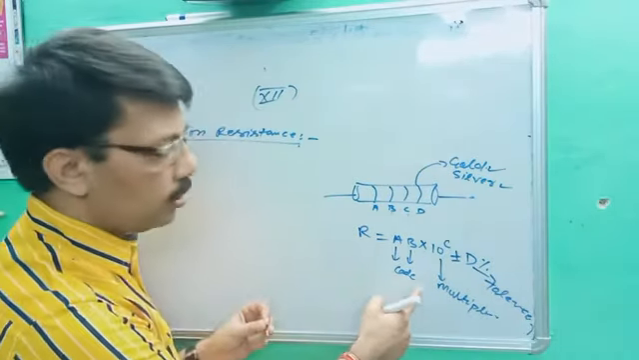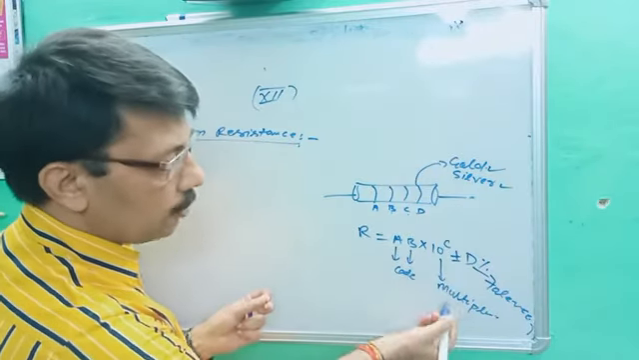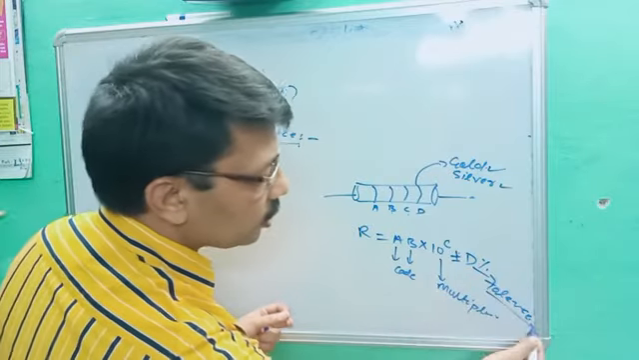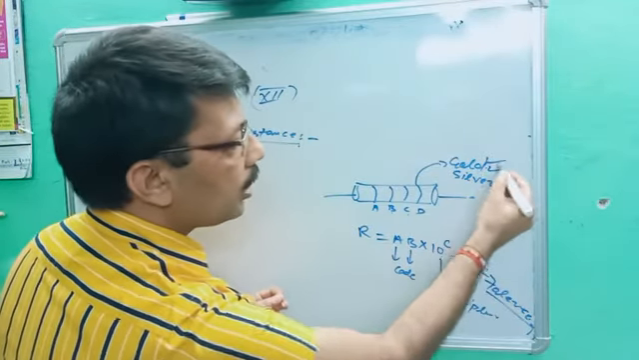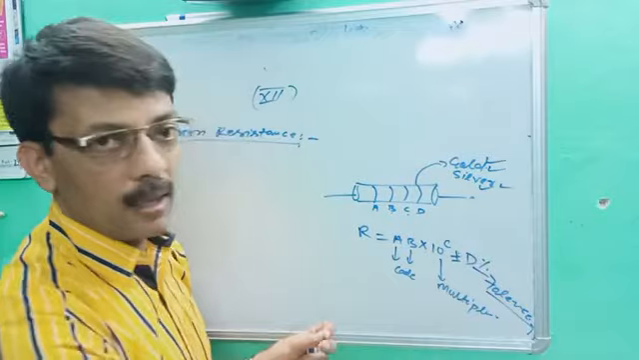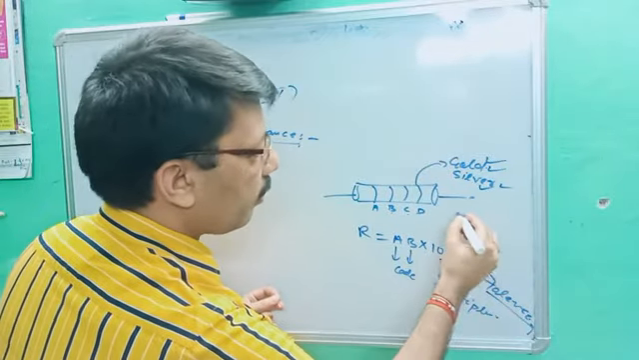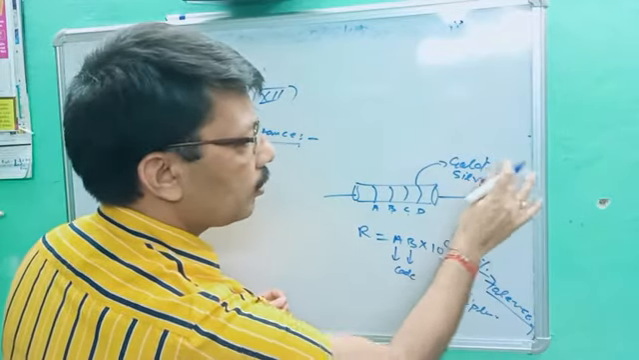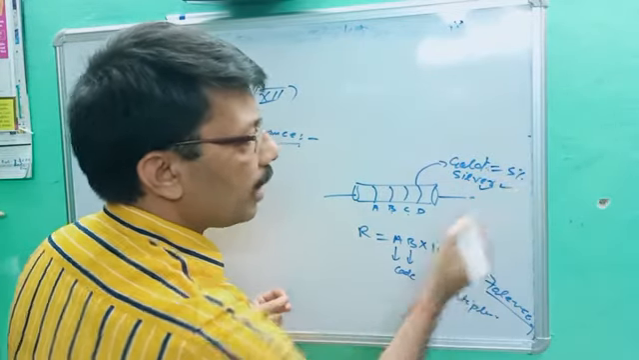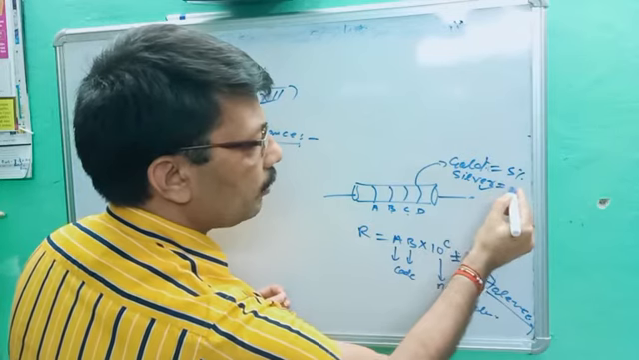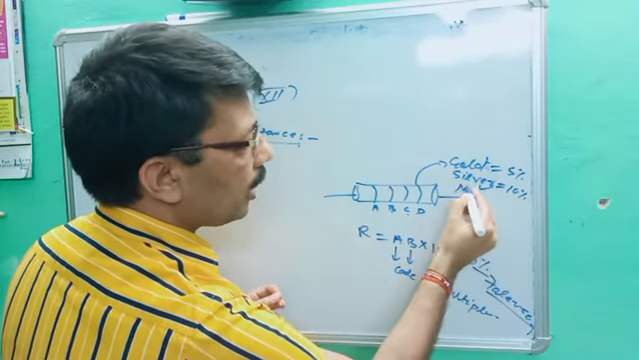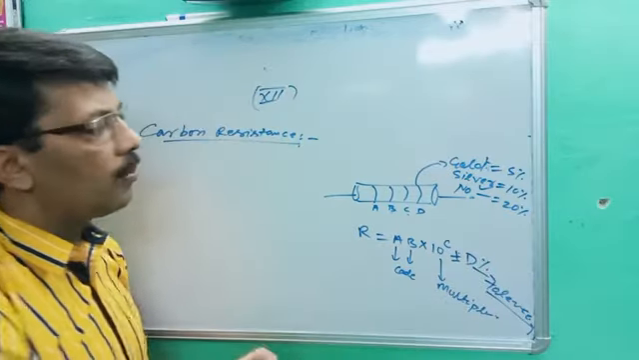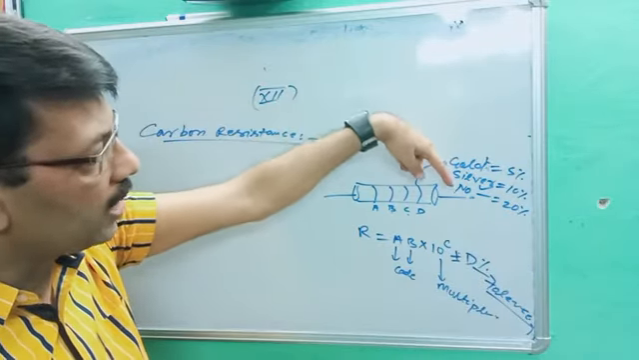AB is called the color code. 10 power C is called the multiplier. See there, it is multiplication. Plus minus D% means this is the tolerance. D% will be golden, silver, or no color. For golden, the tolerance will be 5%. For silver, it will be 10%. And if no color is there, it will be 20%. So tolerance has only 3 colors: golden, silver, and no color.